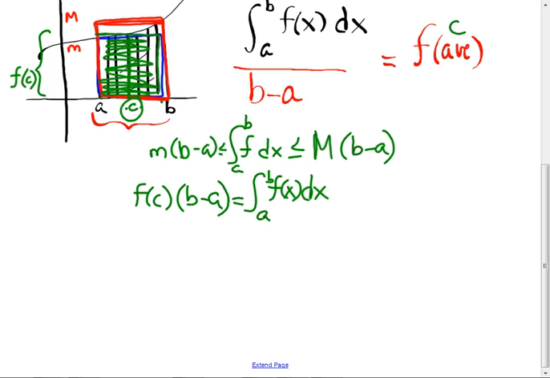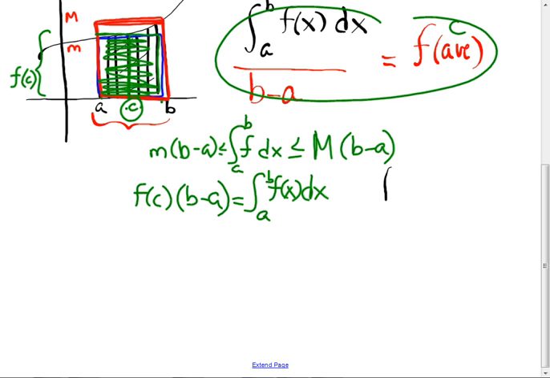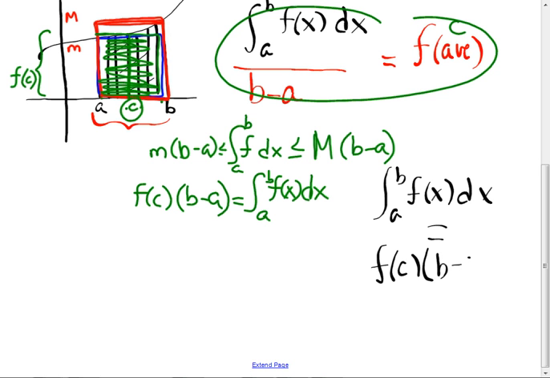Well, guess what this is? If I take this and multiply both sides by B minus A, I'm going to get the integral from A to B of f of x dx equals f average, or f of c, times b minus a. It's just a different version of the mean value theorem. That's the mean value theorem for integrals.